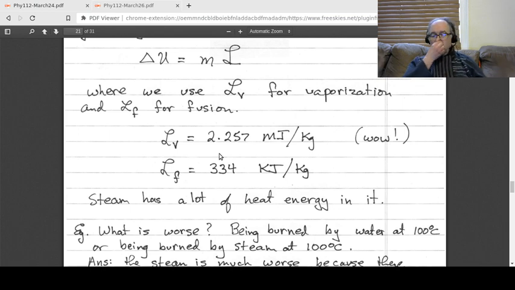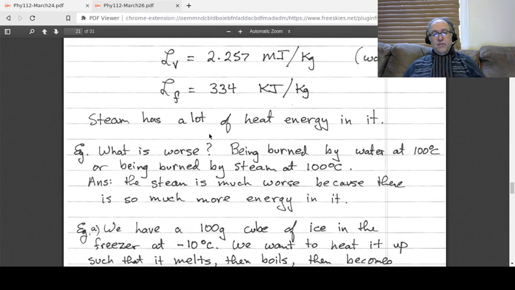All right, so here's a typical question that one might ask to really get your mind around this. What would be worse: being burned by water at 100 degrees Celsius or steam at 100 degrees Celsius? Now you might say, oh, well, they're both at 100 degrees Celsius, so one is just as bad as the other. No. The fact that they're at 100 degrees Celsius just says something about the kinetic energy of the particles. But there is much, much more energy in that steam than there is in the water. So being burned by steam is much worse than being burned by water, even if they're both at 100 degrees Celsius.